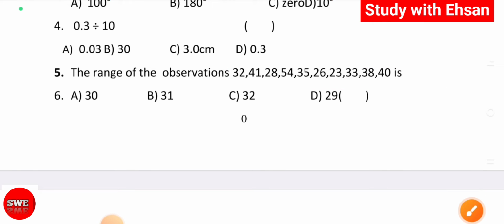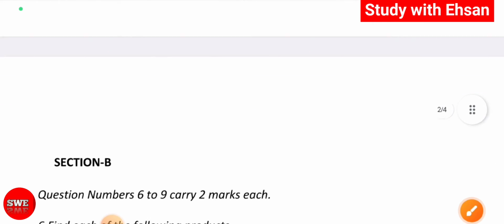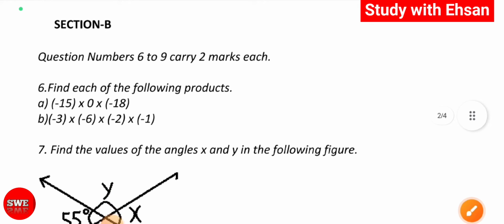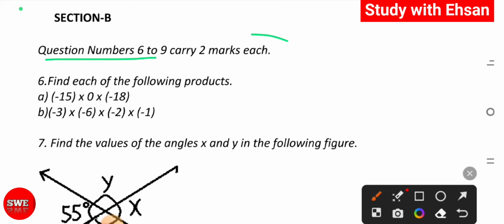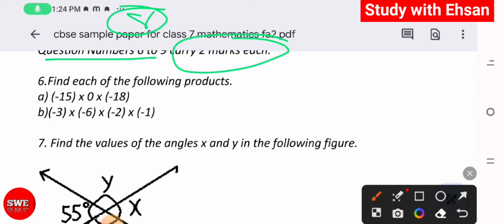Okay, and now this is the end of section A. Now we are going to enter section B. Questions number 6 to 9 carry 2 marks each. As I told you while explaining the general instructions, section B carries 4 questions of 2 marks each. In total this section B is of 8 marks.